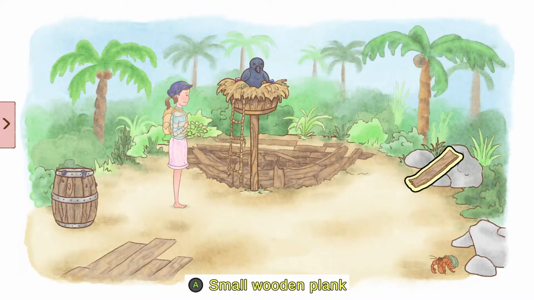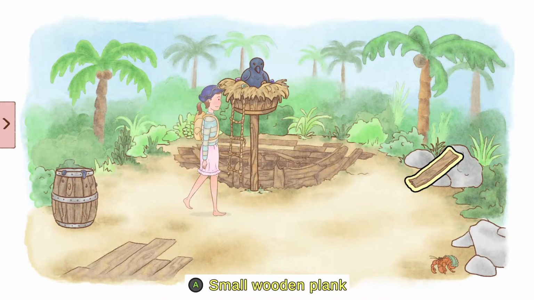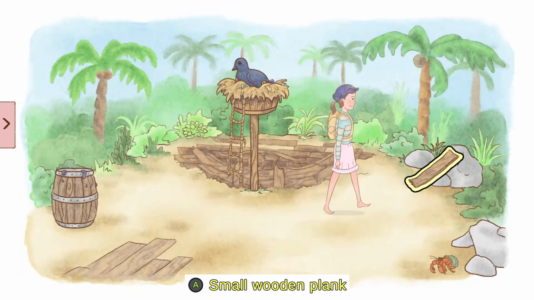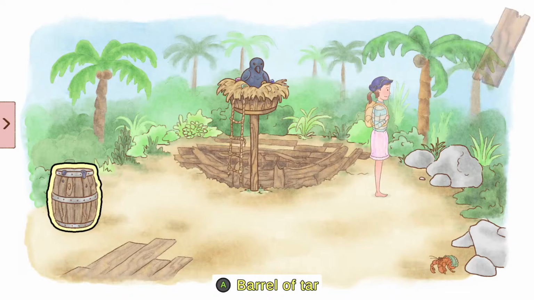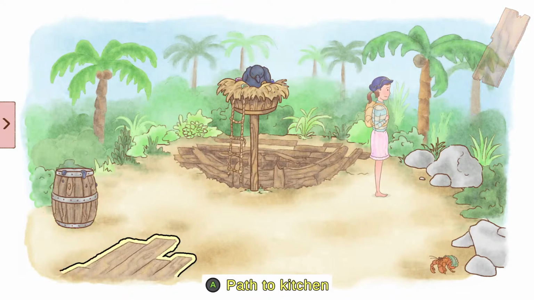Crow. Small wooden plank. Press A to select. One small wooden plank added to backpack. Barrel of tar. Path to kitchen.